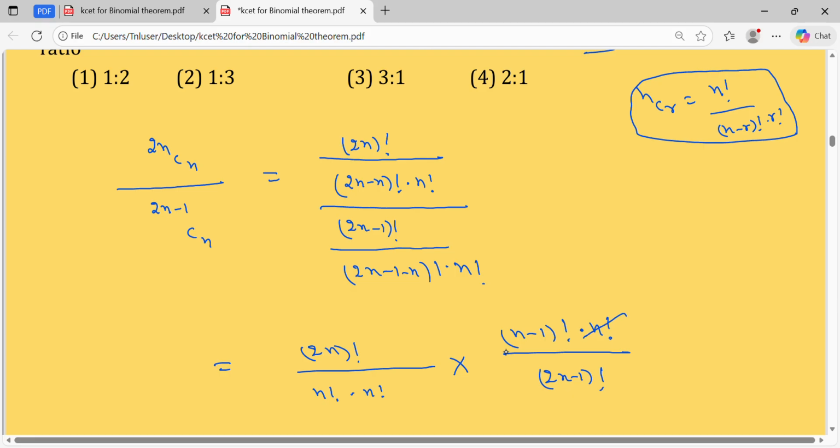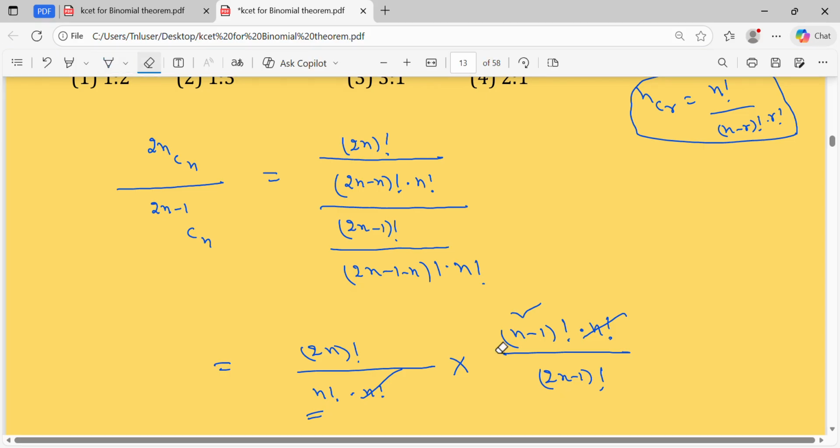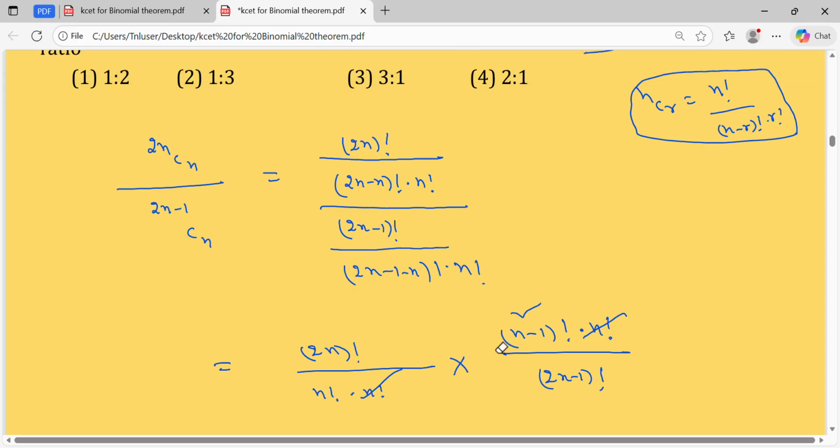See this, n factorial cancels. Now see n minus 1 factorial, n factorial is the bigger value. This n factorial can be written in terms of n minus 1. Similarly, here 2n is the bigger value. The 2n factorial can be written in terms of 2n minus 1.